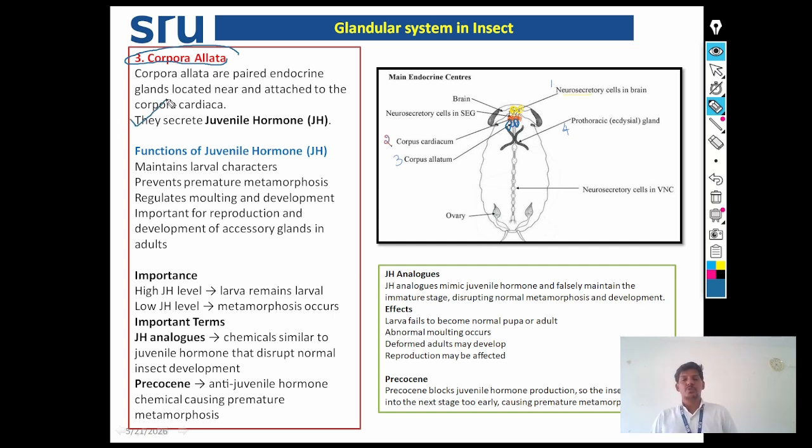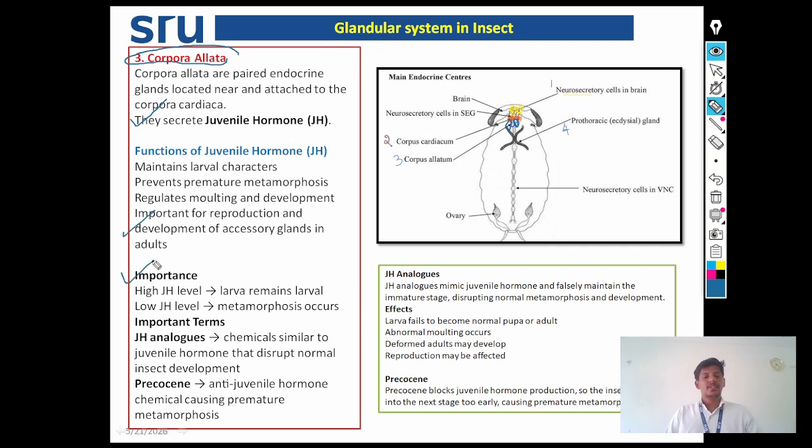See the function of juvenile hormone. Juvenile hormone maintains larval characteristics. Larva will be in the larval stage. It prevents premature metamorphosis; it allows metamorphosis only after maturity of the larvae. It regulates molting and development, and is important for reproduction and development of accessory glands in adult insects.